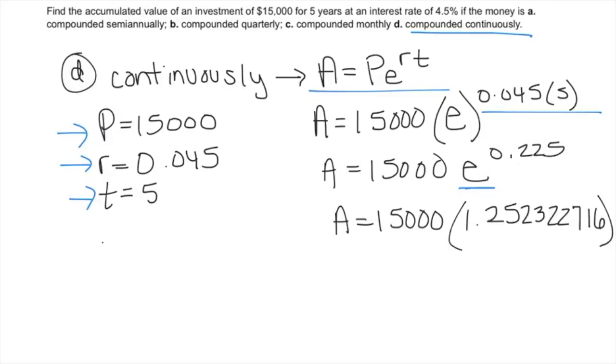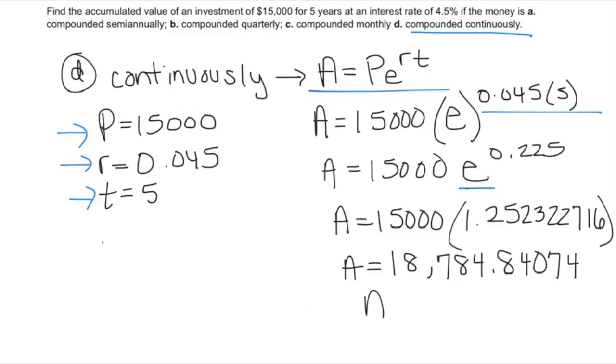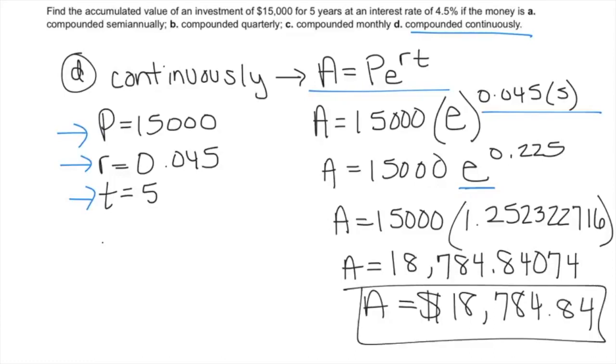When you do that, you should get 1.252322716. Lastly, you'll multiply that decimal to 15,000. You should get a value of 18,784.84074. Now again, we want to round this to the nearest cent, so our final answer is $18,784.84. And that's our answer to part D.